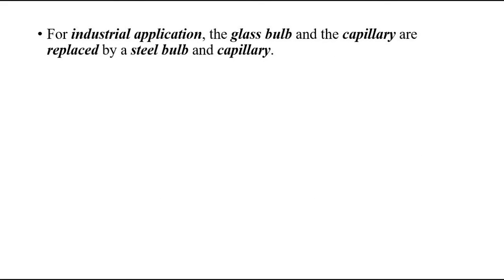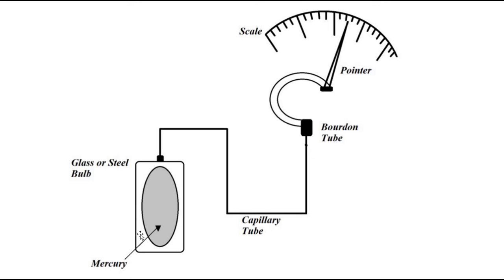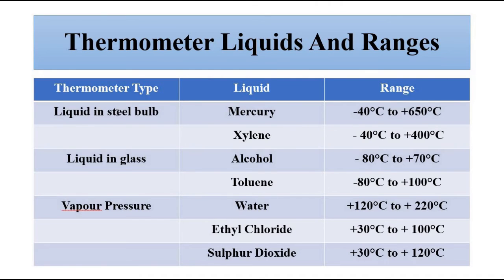The various choices that we have for this fluid depend on the range of temperature that we want to measure. For example, for the liquid in steel bulb type thermometer, which is the industrial thermometer, this whole encapsulation is made up of steel. If we have mercury as the sensing liquid, the range of temperature is from minus 40 degrees Celsius to plus 650 degrees Celsius. If you are using the same encapsulation but the liquid is xylene, then it will be from minus 40 degrees Celsius to 400 degrees Celsius.